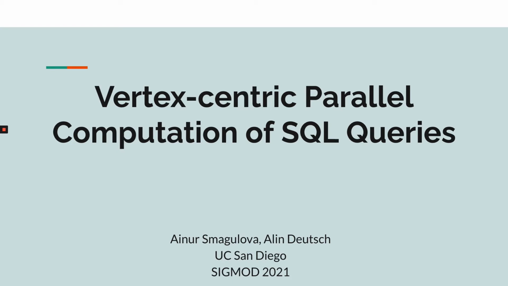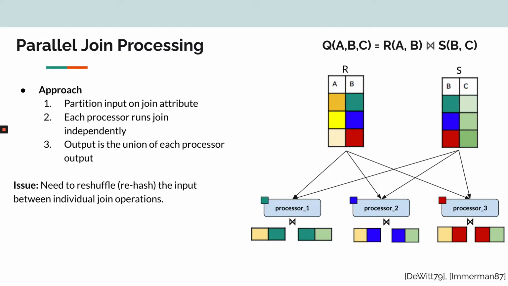We present our paper where we show the potential of exploiting vertex-centric parallelism to compute SQL join queries. One way to speed up join processing is to take advantage of parallelism. In particular, we focus on exploiting what's called data parallelism, that is, executing a join operation in parallel on multiple parts of the input.